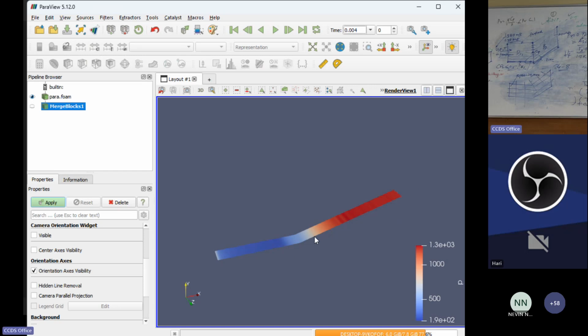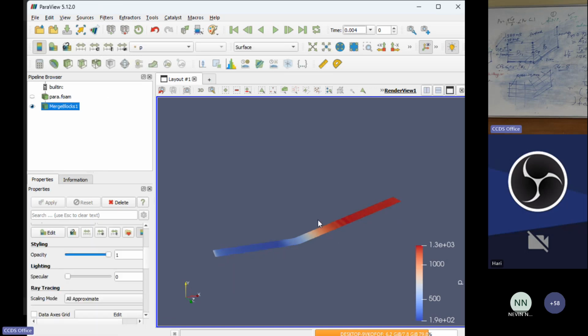If you just do the plotting individually on each surface, you need to append manually. So merge blocks will append these two patches first, and then we can plot the data over this particular patch. So hit apply. Don't need to do anything else. Now this is a single patch.